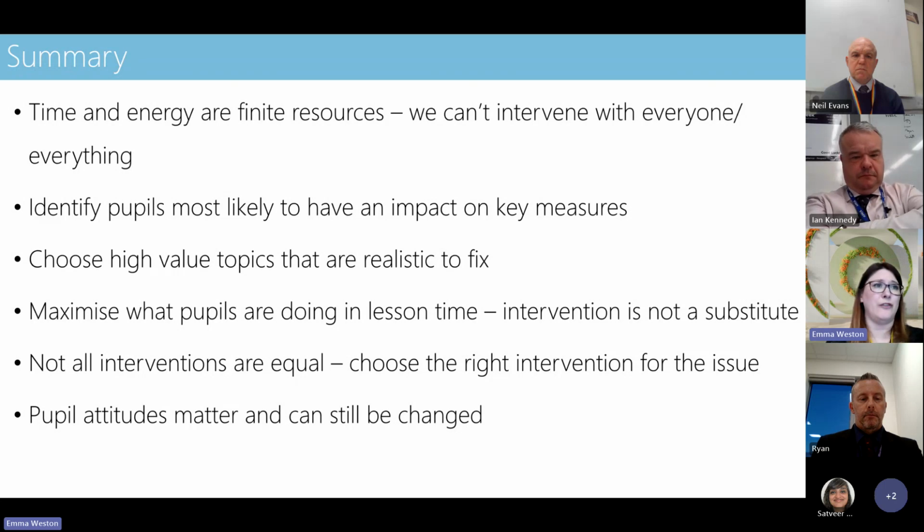Intervention is no substitute for pupils getting the most that they can out of lessons. So we do need to make sure that we try and maximise that. And we need to make sure that we're choosing the right intervention for the issue. So sometimes that means digging a bit deeper into exactly what that issue is.